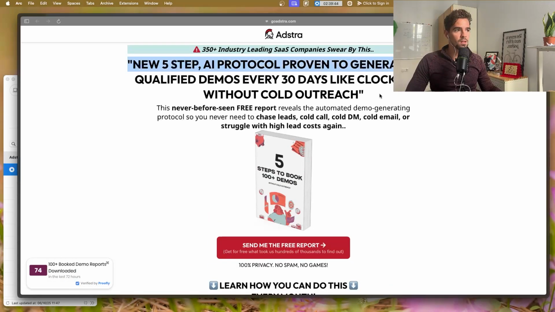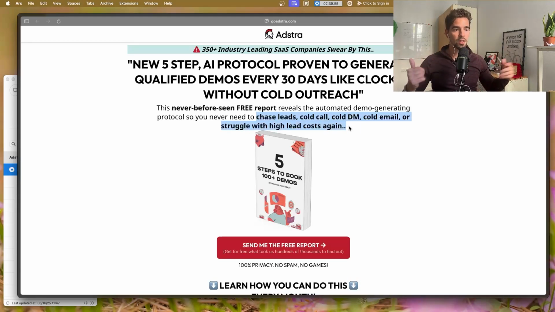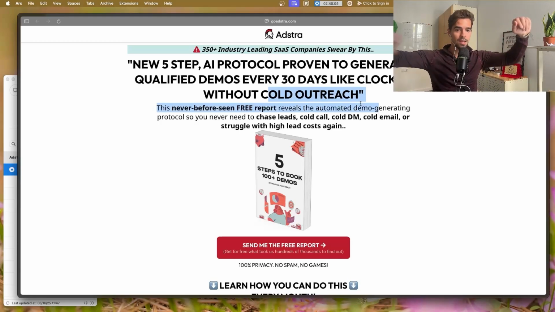Shared benefit, okay, shared uncertainty or shared obstacle, okay, shared problems: chase leads, cold call, cold DM, cold email, struggle with high lead costs, shared problems. Okay, so I'm reiterating exactly what the ad was talking about. 5-step AI method, 100 plus qualified demos, 30 days without cold outreach. Cold outreach is dead. Data doesn't lie, cold is dead, all these things. So it's bringing together congruence.